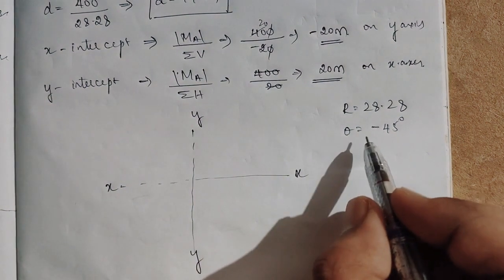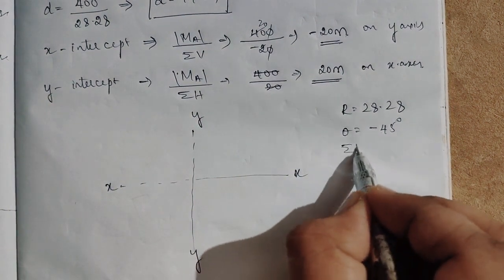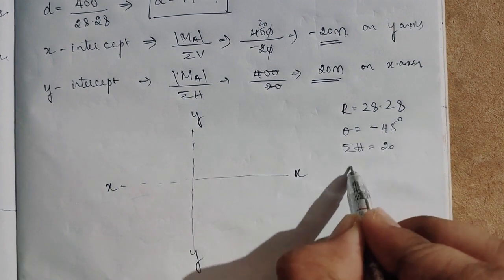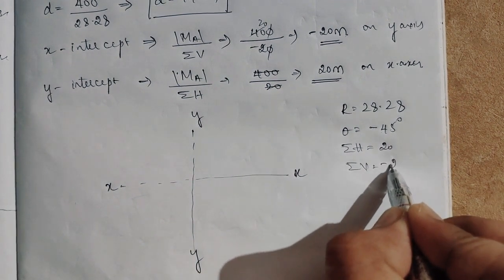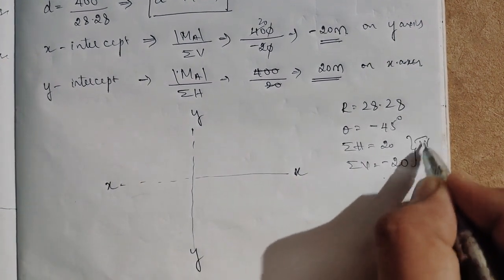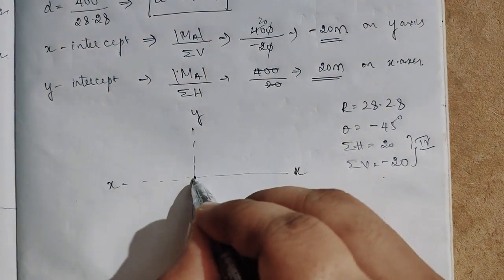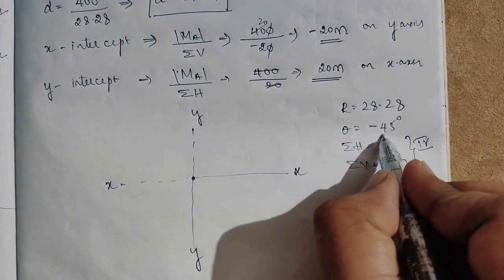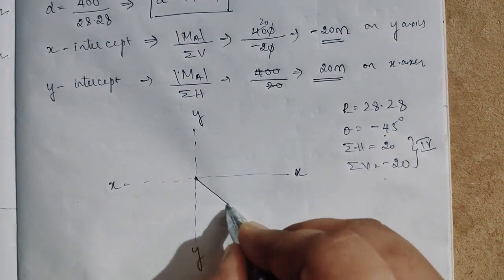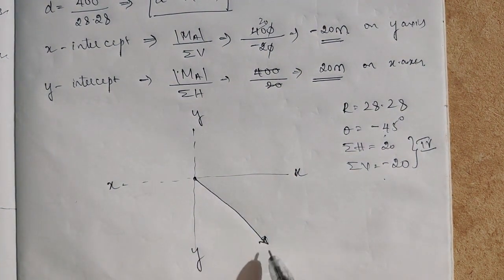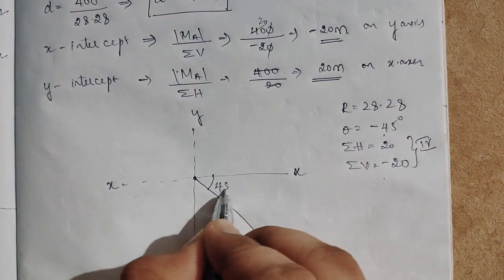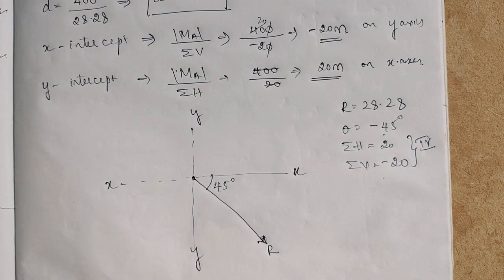Then summation of H is what? 20 Newton. Summation of V is minus 20 Newton. So one plus is there, one minus is there. From this we can say it is the fourth quadrant. So fourth quadrant at an angle of 45 degree, that is clockwise. So clockwise how much? This much. So here this is the value of resultant R at an angle of 45 degree, correct.